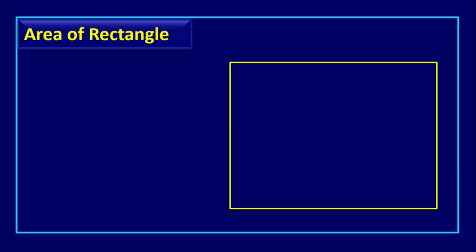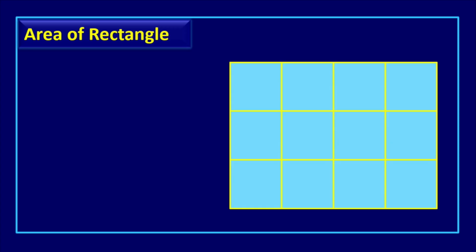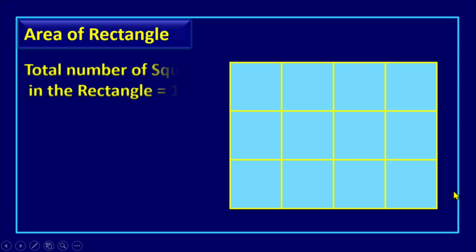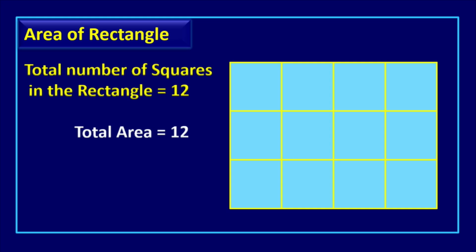Now let us learn about area of rectangle. Now consider the rectangle shown on your screen, and now I am dividing this rectangle into a total number of, see how many squares children? Yes, there are 12 squares. That means since the number of squares are 12, the total area is also equal to 12. So each is 1 square unit. So there are 12 squares. So total area will be 12 square units.